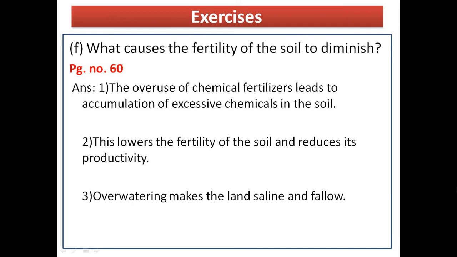What causes the fertility of the soil to diminish? The overuse of chemical fertilizers leads to accumulation of excessive chemicals in the soil. This lowers the fertility of the soil and reduces its productivity. Overwatering makes the land saline and fallow.